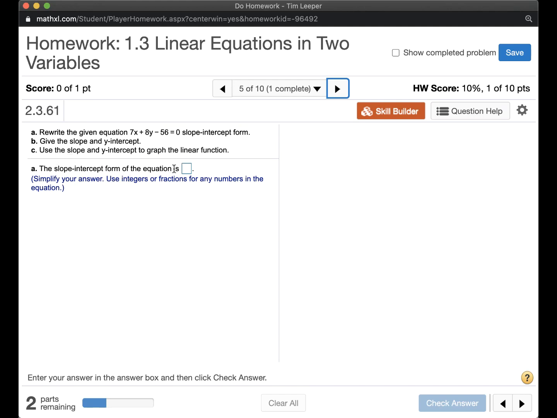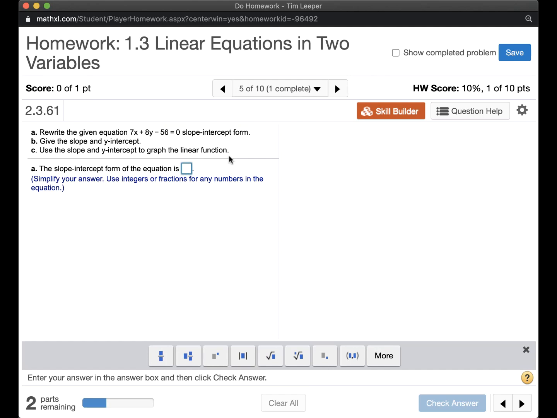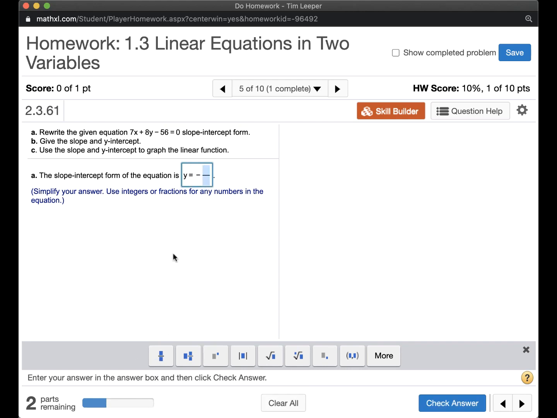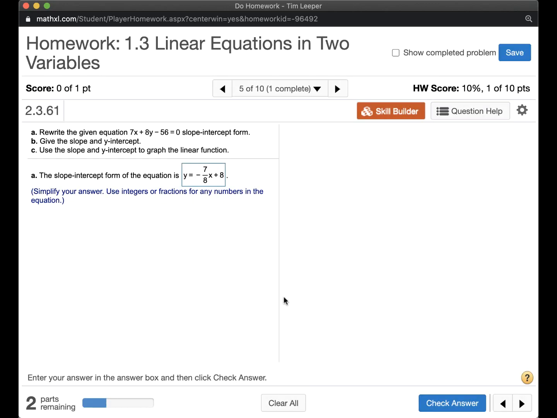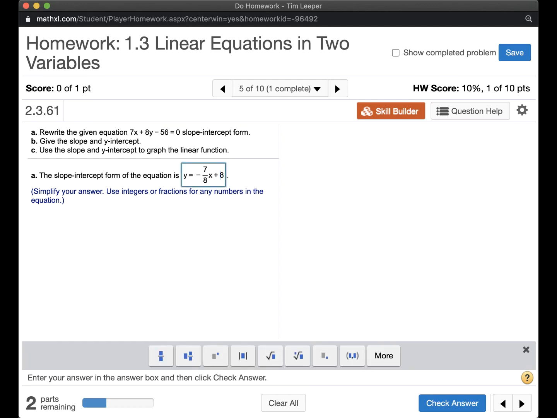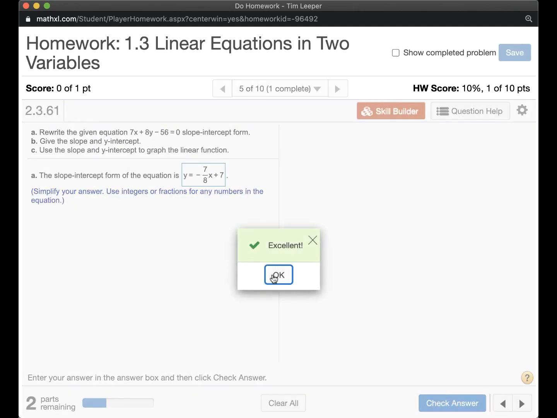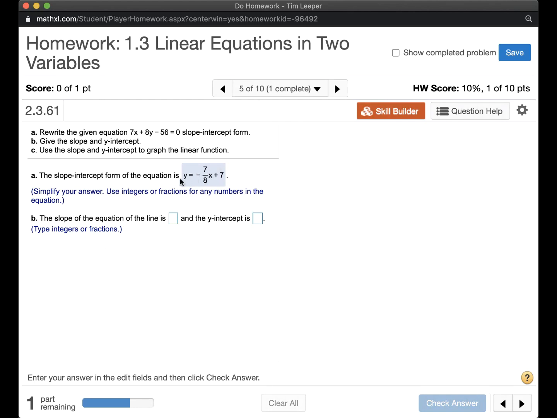So the slope-intercept form of the equation is, now, I'm not going to tell you how I get this, but here's what the answer is going to be. It's going to be y is equal to negative, and then I need a big fraction here. And the negative is going to be 7 over 8 x, and then plus 7. Excellent. So that's what you'll type in, just the equation that we get.